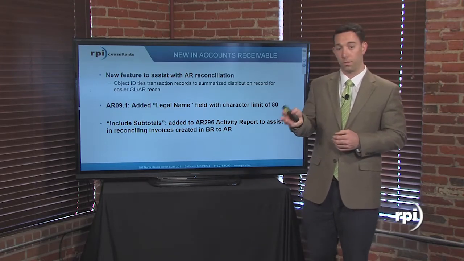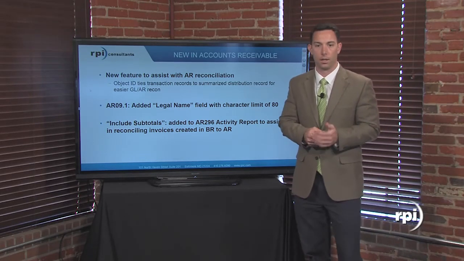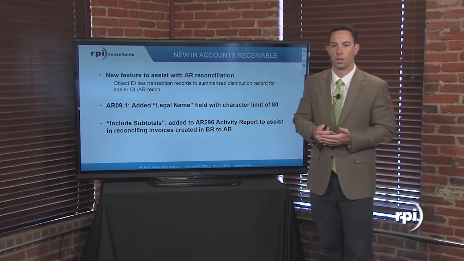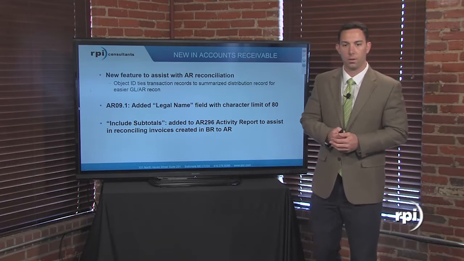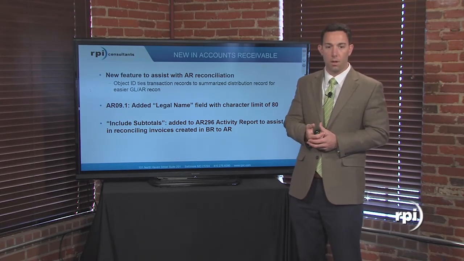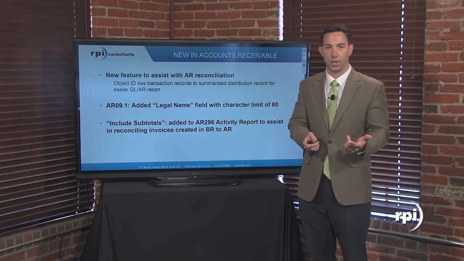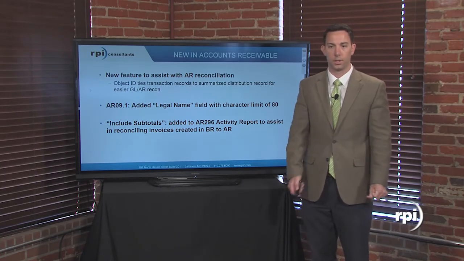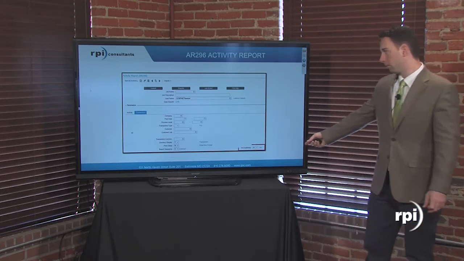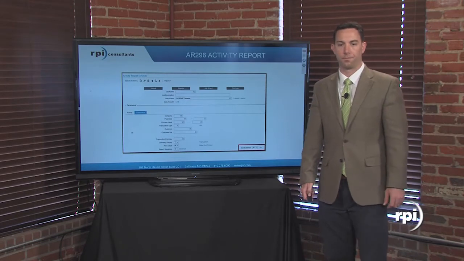The legal name field's not new, but it's been expanded to a character limit of 80 on AR09. I think that was at 60 or something before, so now it's at 80. And if you are using billing and revenue, there is an AR296 report that's not new, but it's got a new field on there, include subtotals, and that's going to help with reconciling invoices from your billing and revenue system to your accounts receivable system. It's a small little field off to the right on your report.